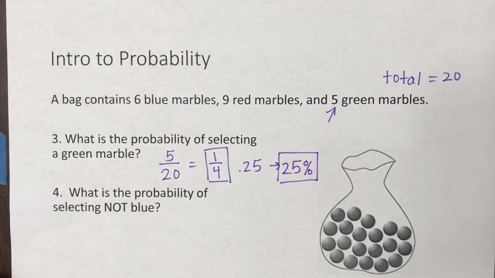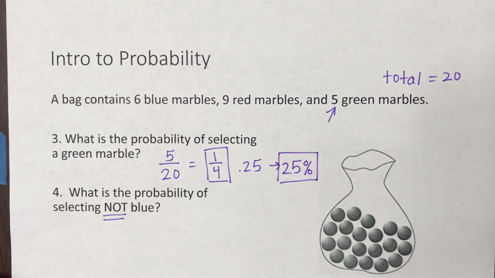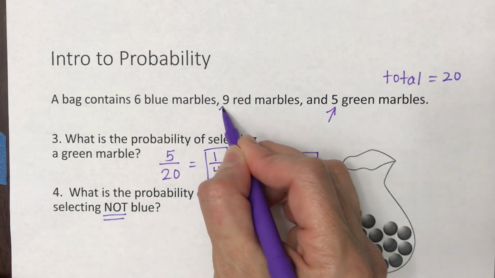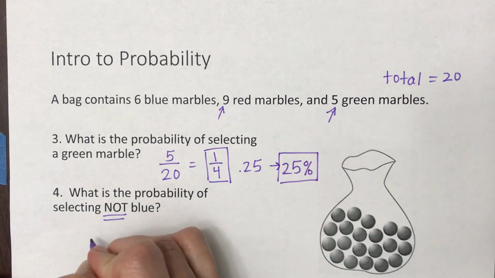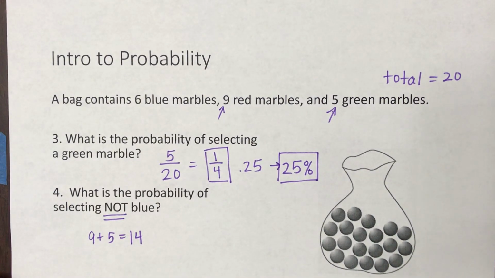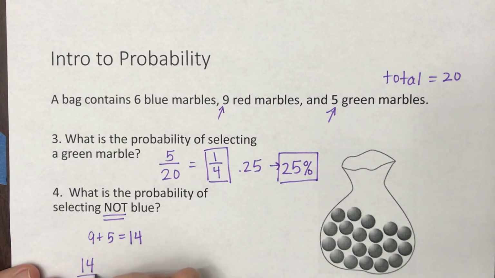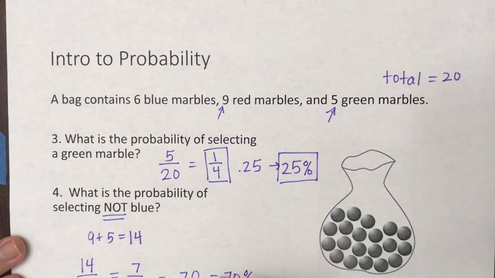Okay, the next question asks, what is the probability of selecting not a blue? Okay, so you have to think about the marbles that are not blue. There are 9 red marbles and 5 green marbles. So we want to add those two together, and that gives us 14. So 14 out of 20 are not blue. That reduces to 7 out of 10, which is 0.70 as 70%.